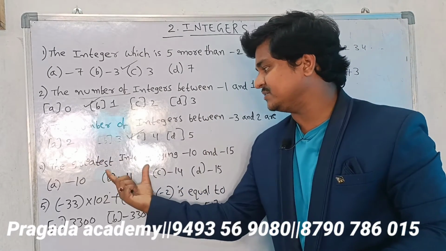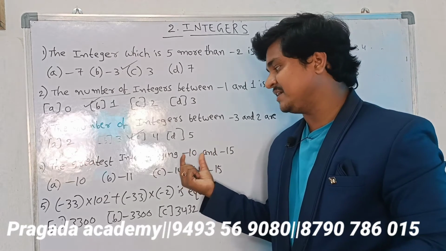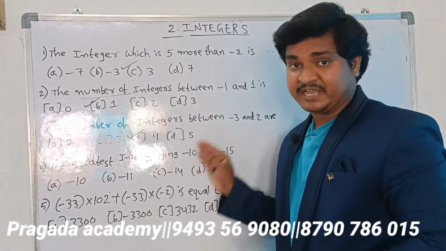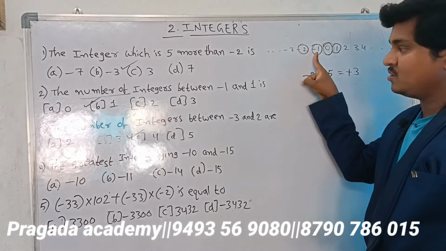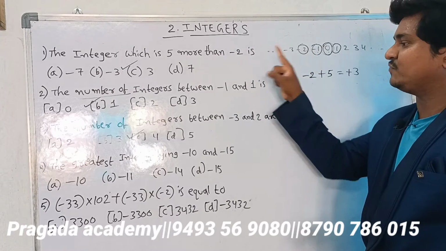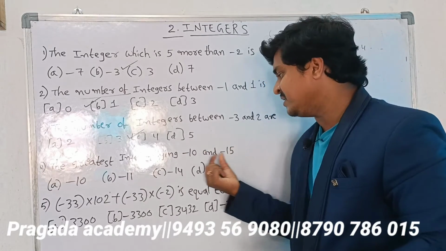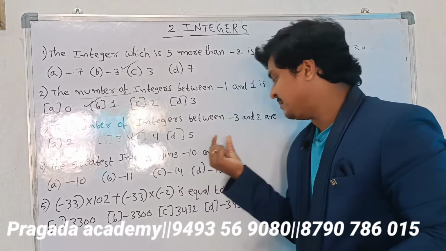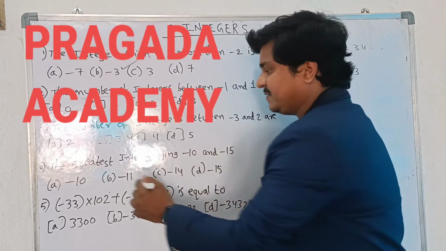Next, the greatest integer lying between -10 and -15. So they are asking here, -10 also we should take. For negative integers, the smallest value is the greatest value. If you take numbers further from zero on the negative side, the values decrease. So the greatest integer lying between -10 and -15, -10 will be the greatest number, -15 will be the smallest number. So they are asking the greatest integer, so -10 will be the answer.